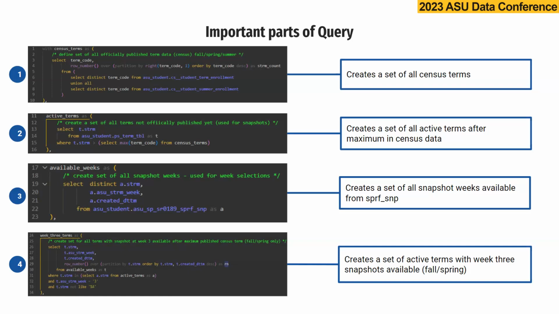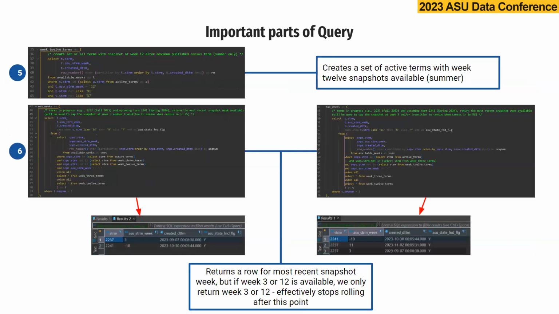Week 3 terms, I don't think I mentioned this, but we stop our snapshots at week 3 into the semester because we're not interested in going into week 4 and so on. So week 3 terms tells me, for the active terms, those that have a week 3 snapshot available. Give me that set for fall and spring. It's a little small, but number 5 is week 12 terms, which behaves similarly to week 3, but summer we just let it roll all the way through to week 12.